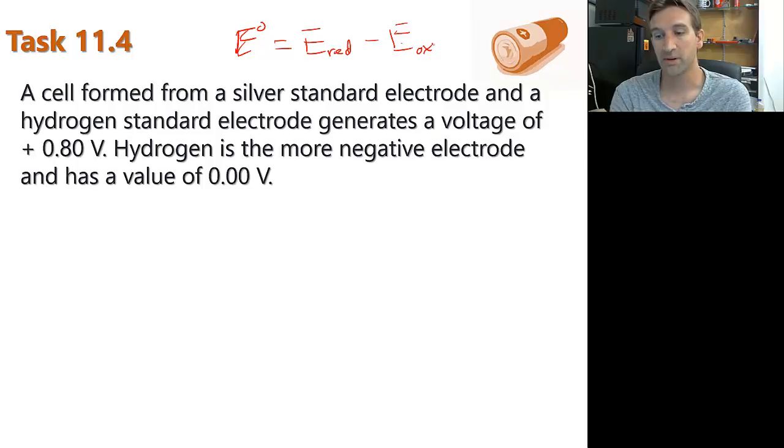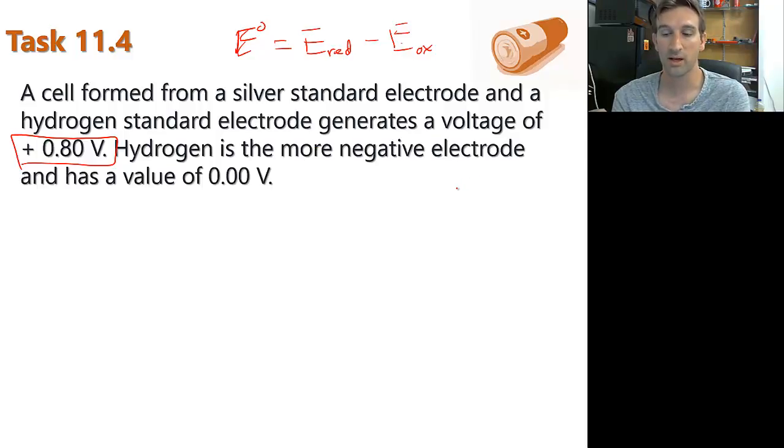A cell formed from a silver standard electrode and a hydrogen standard electrode generates a voltage of positive 0.80 volts. So this is telling us that the E theta, or this standardized cell potential, is positive 0.80 volts. That's the combination of the two sides. Hydrogen is the more negative electrode and has a value of 0.0 volts. So when you look at this, what we're seeing here is hydrogen is the more negative.